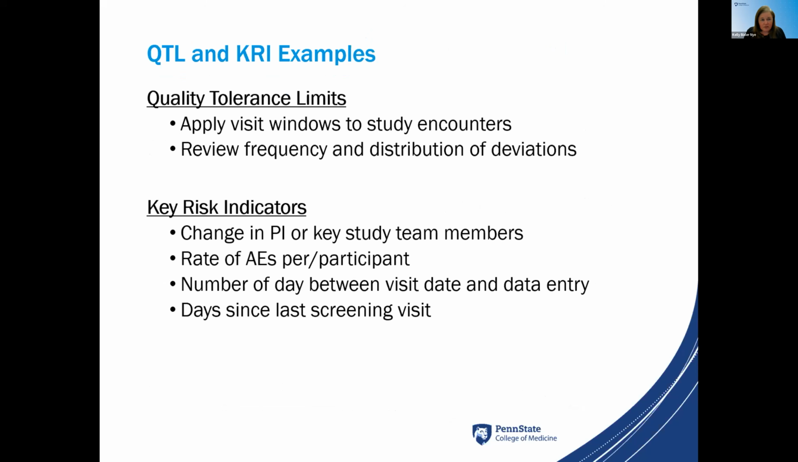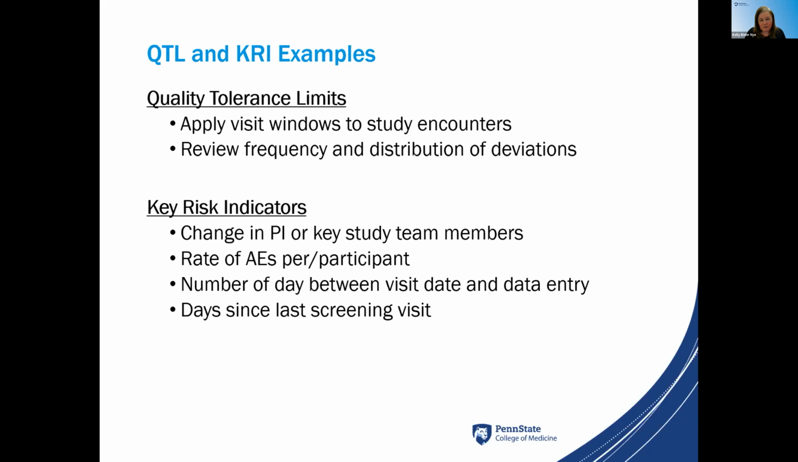So some examples of quality tolerance limits and key risk indicators. It's a little bit hard to give you examples of quality tolerance limits because they are so protocol specific, but one that I see frequently are applying visit windows to study encounters, and this helps for scheduling visits. It gives a level of tolerance for the scheduling, be it plus or minus 3 days, 5 days, 7 days, but it does give a tolerance limit for those.